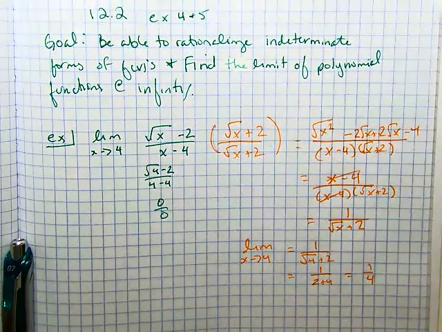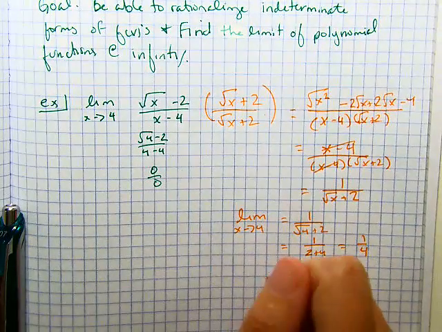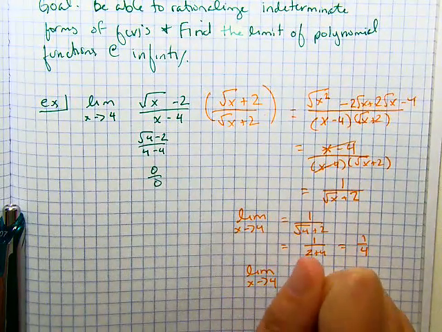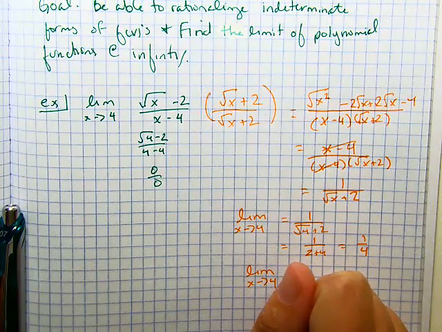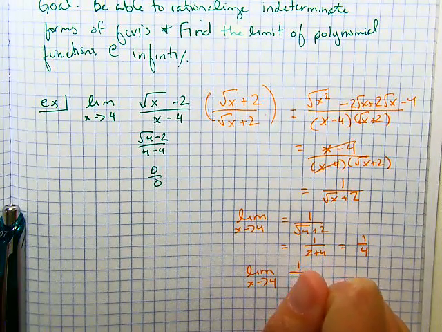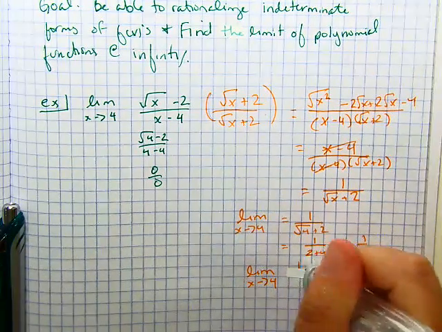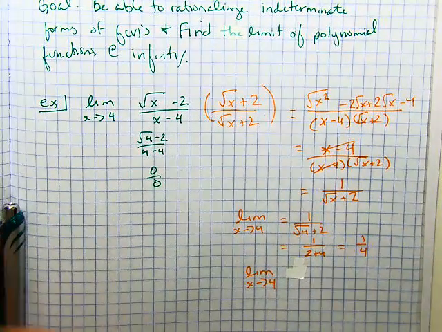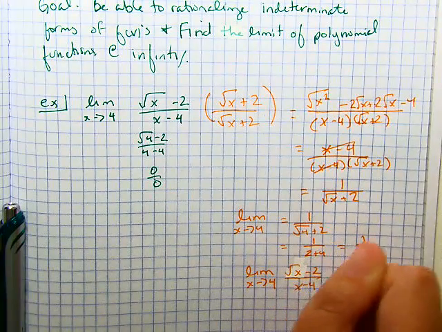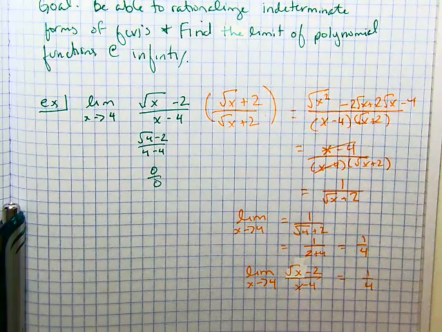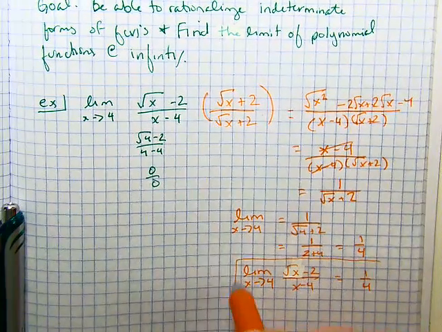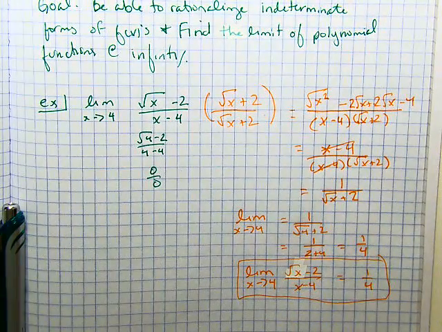We want to make sure, on your quiz, a lot of you didn't write your final answer as a limit. So I'm going to make sure I model that. The limit as x approaches 4 of the square root of x minus 2 over x minus 4 equals 1/4. And so there you go.